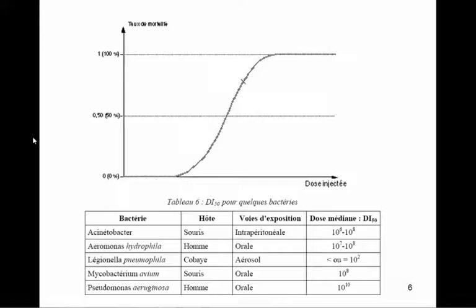Whereas something like this, Legionella pneumophila in the guinea pig, if you give this one by aerosol to the respiratory tract, this is much more infectious. Fewer than 100 will be necessary to infect 50% of the experimental animals.